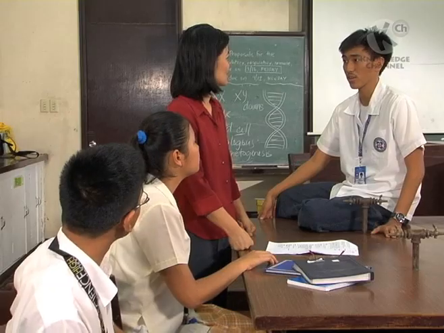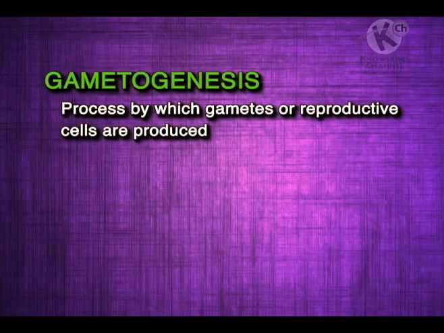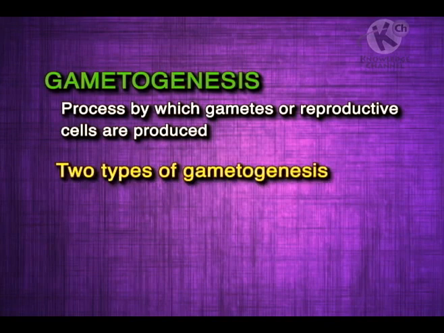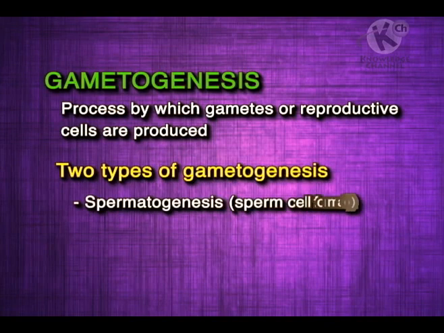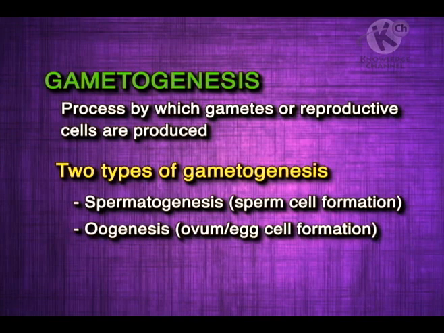How do sex cells form in the first place? Gametogenesis is the process by which reproductive cells like sperm and egg cells are produced. There are two types of gametogenesis: spermatogenesis or sperm formation, and oogenesis or ovum or egg cell formation.